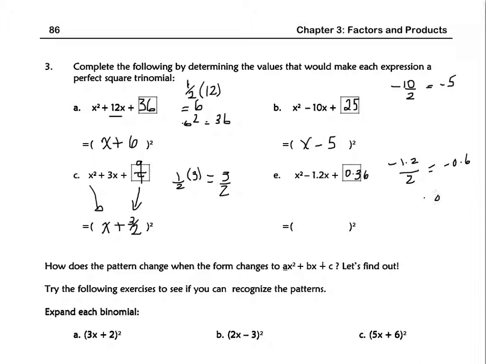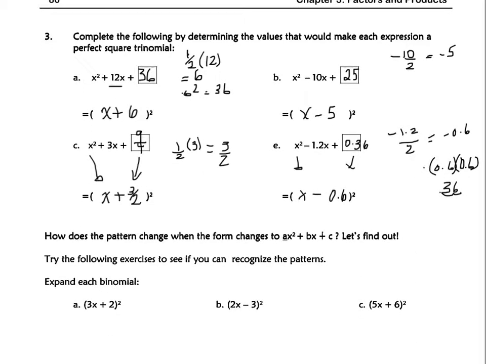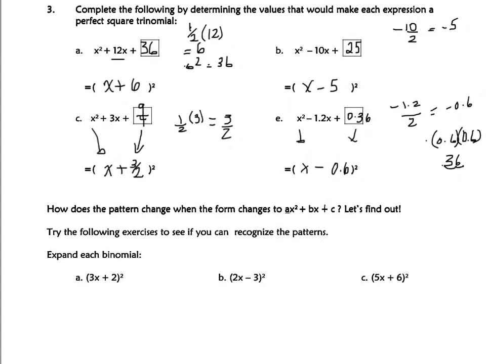Right, because 0.6 times 0.6, if you ignore the decimal, is going to be 36, but then there are 2 decimal places, so that would be 0.36. And then your factors would be: the square root of this would be x, the square root of this would be 0.6, and you would want a minus in between. And that would be x minus 0.6 squared.